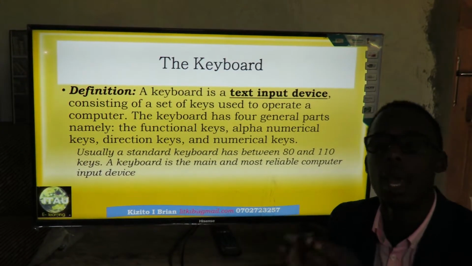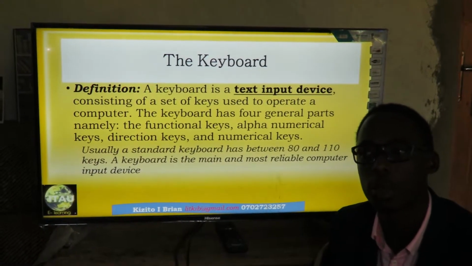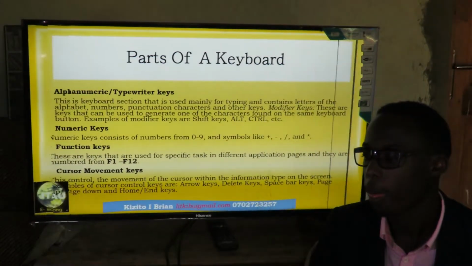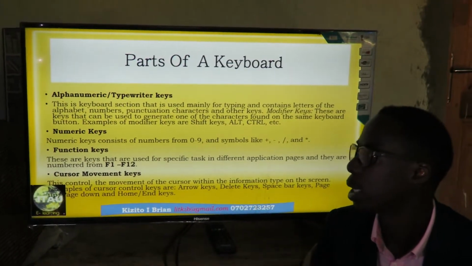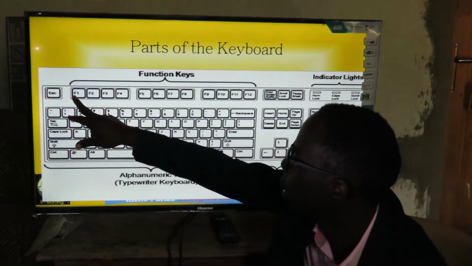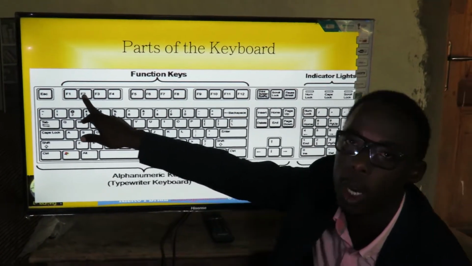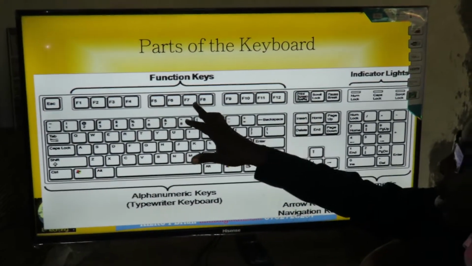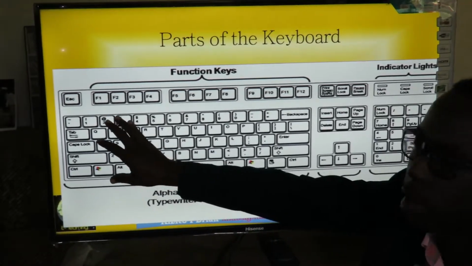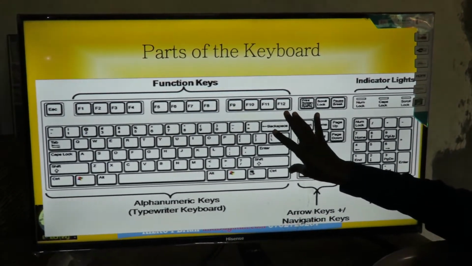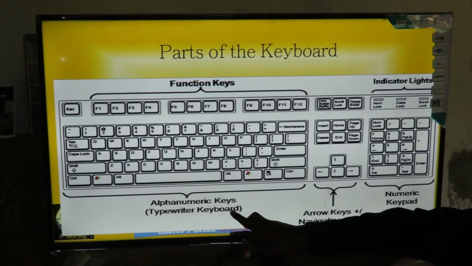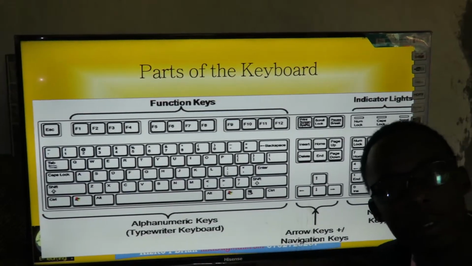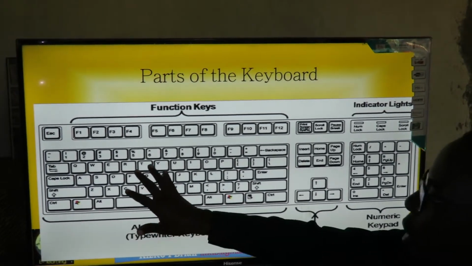The keyboard has a number of keys that are supposed to help in performing its activities. The keyboard has a number of parts that help it in its performance. Functional keys from function 1 to function 12. These are functional keys. Ladies and gentlemen, you realize that we have the biggest part of the keyboard that is called the QWERTY part, or alphanumerical keys, or typewriter keys. These are keys that are basically used in the entering of data. When typing, you use these keys.